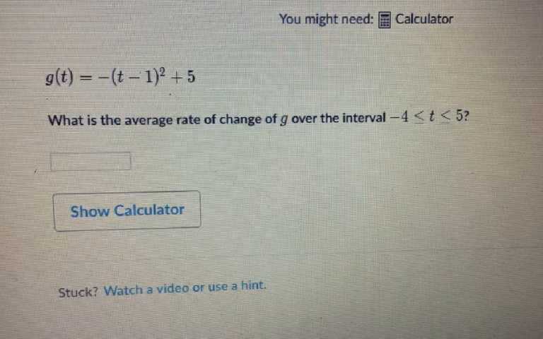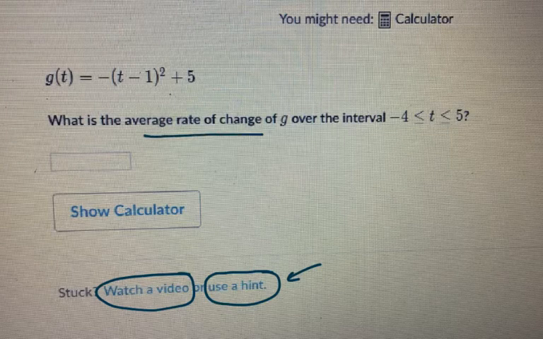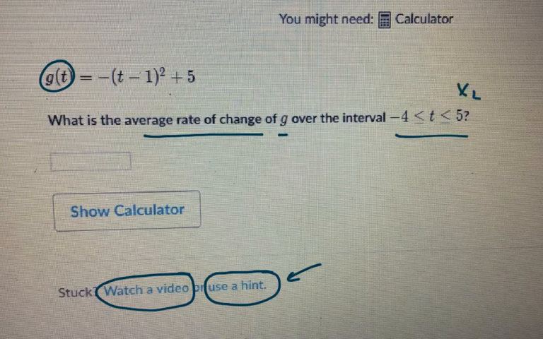Look at the next problem. You can always ask for a hint or watch the video related to it. I would start with the hint, and if that doesn't help, then I would go to the video. But anyways, they want the average rate of change of G over this interval. So remember, where you end up with is x2, where you started was x1. I'm going to plug those in to get my y2, my y1.